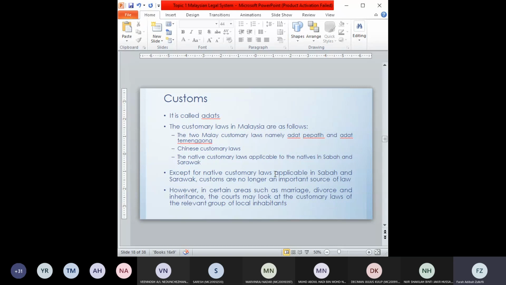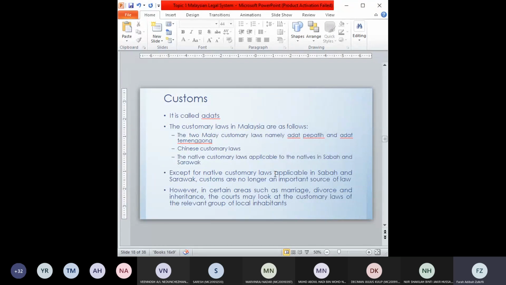However, as I mentioned during our morning class, except for the native customary laws applicable in Sabah and Sarawak, customs are no longer an important source of law. Before this, in Malaysia, we had what we call the Mahkamah Penghulu, the Penghulu court. But the Penghulu court does not exist anymore. It has been repealed under the law. So now the only customary court is Mahkamah Adat, which recognizes the native customary laws applicable in Sabah and Sarawak.